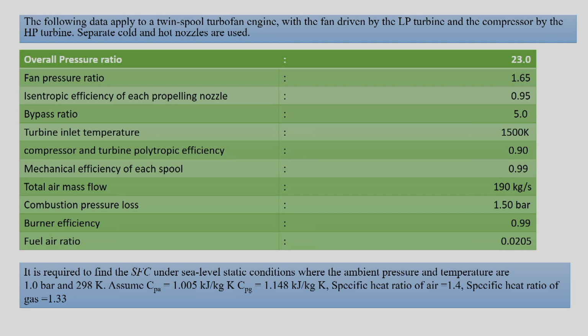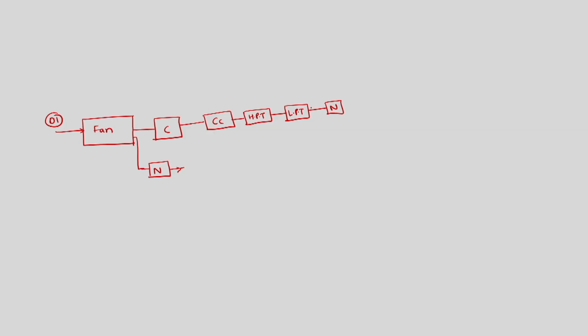Atmospheric pressure and temperature are given as 1 bar and 298 Kelvin, and as expected, air and gas have different specific heats and different specific heat ratios. As given in the example, we can mention a few things. Before that, since there are too many spools, we can sketch here.